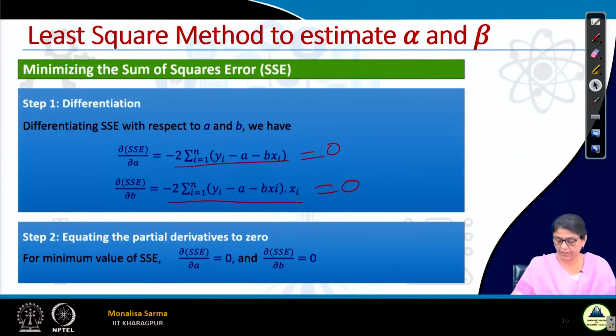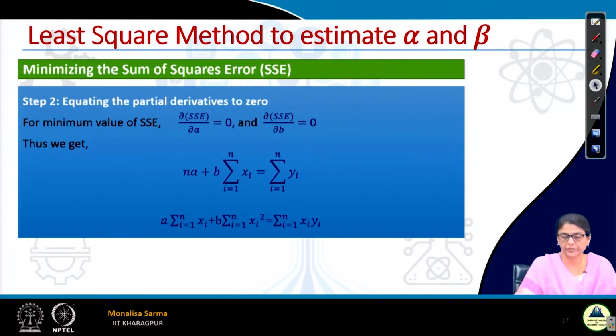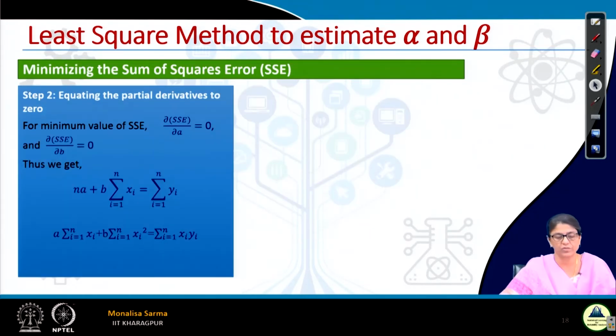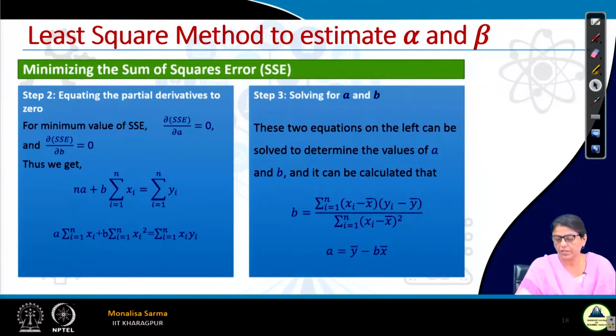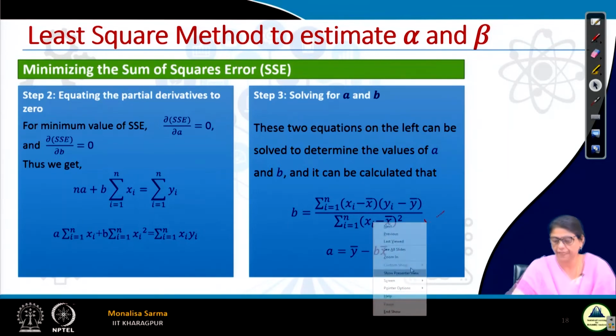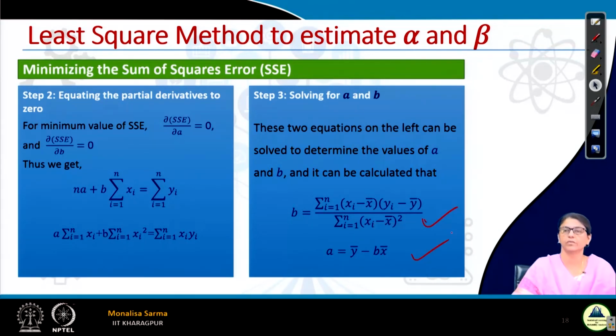That's all, equating the partial derivatives to 0. I got these two expressions. Nothing to explain here, all of you know how to find the minimum of a function. Once we solve these two equations, this is my value of B and this is my value of A. This is the least square method to estimate alpha and beta.